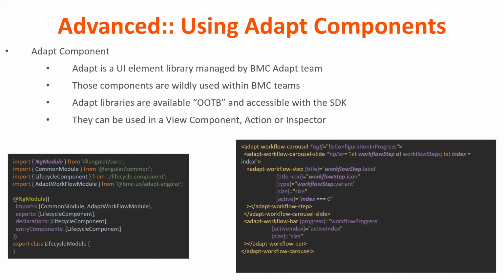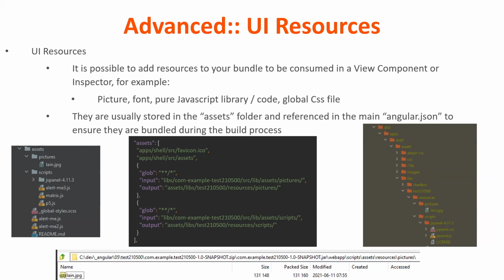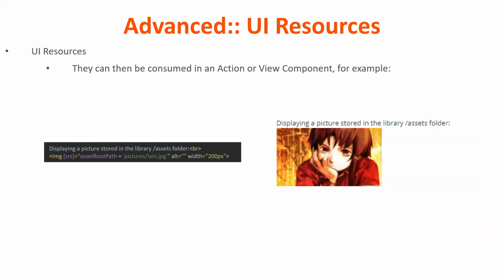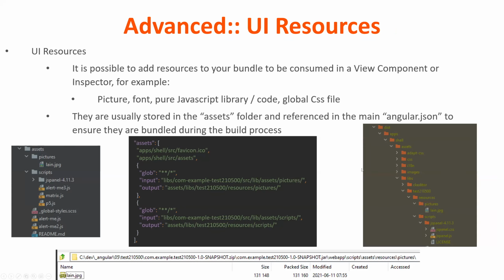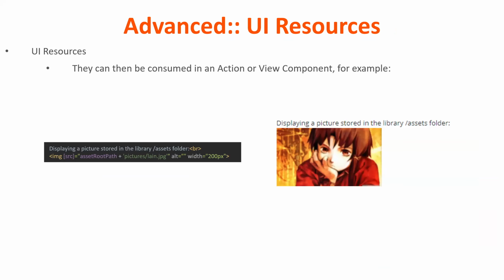So it will be just easier to use, and it will also match the color scheme. If you are moving to dark mode or light mode, it will match that as well automatically. So it's just better. Then you have the UI resources I was talking about. You can use pictures or you can use scripts. Here, for example, this picture is actually bundled inside your application, so you don't have to host this picture on a public website. You can just consume it within your bundle.